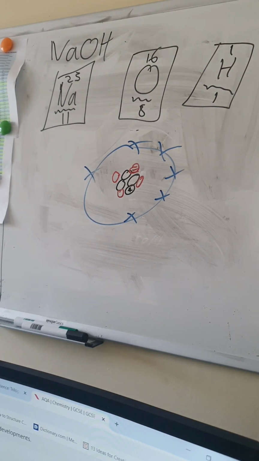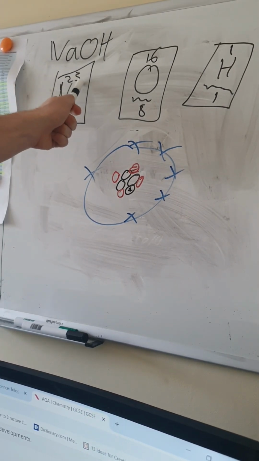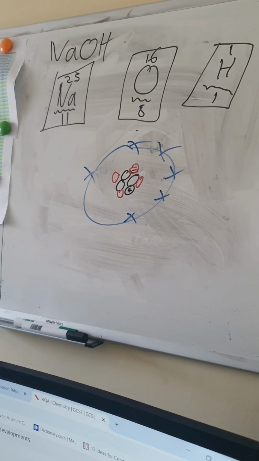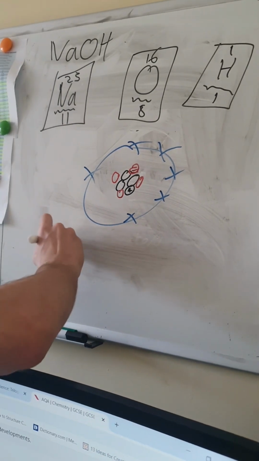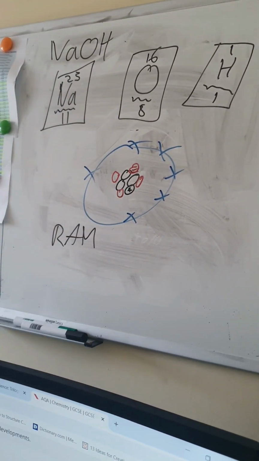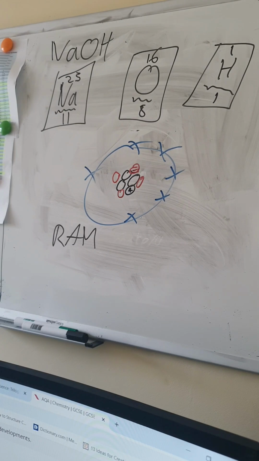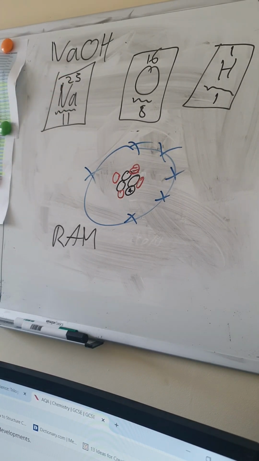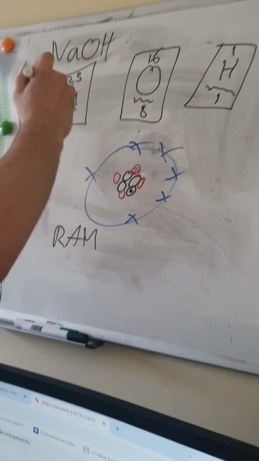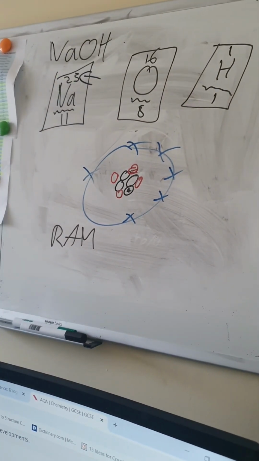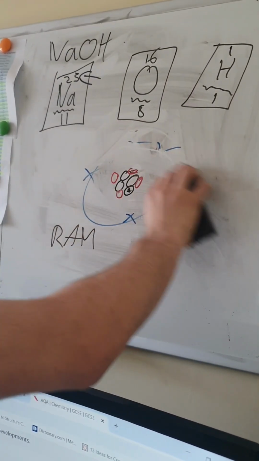However, this 23 is the mass number, the RAM, or relative atomic mass number. And that means it's the total number of protons and neutrons added together. So, if we do 23 take 11, that gets you to 12. And therefore, there are 12 neutrons in the nucleus. Hopefully you know this. But the important thing to note is the big number, this one here, is the relative atomic mass number.